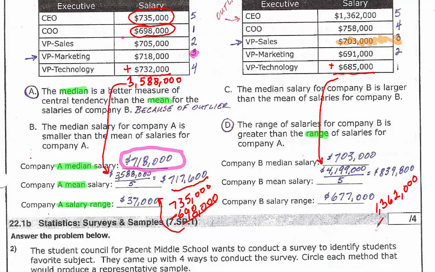1,362,000 minus the 685,000. That's the smallest salary. Even that one would be pretty sweet. And when you subtract those, right there, 677,000. So that's all the facts we need. Now we have all the information to do this problem. So now we're ready to finish it out.